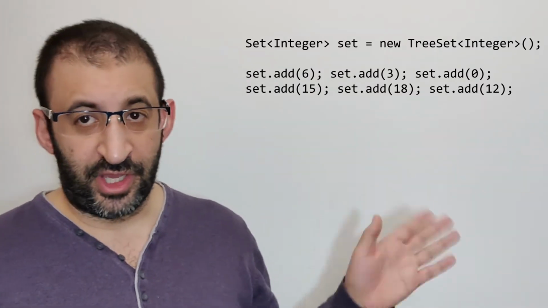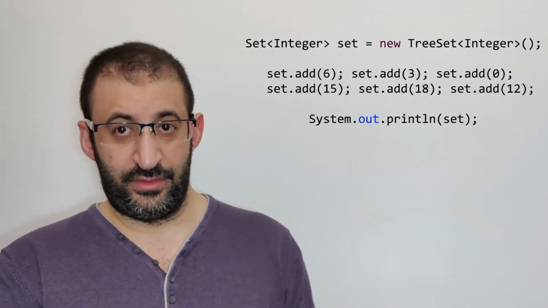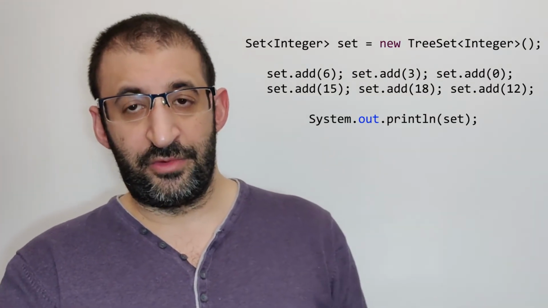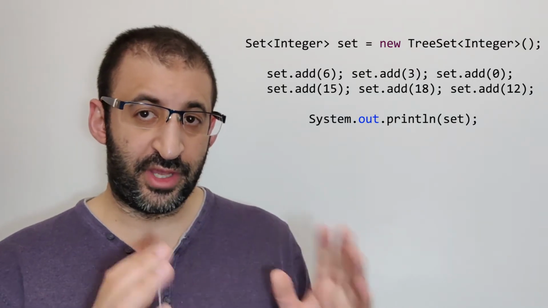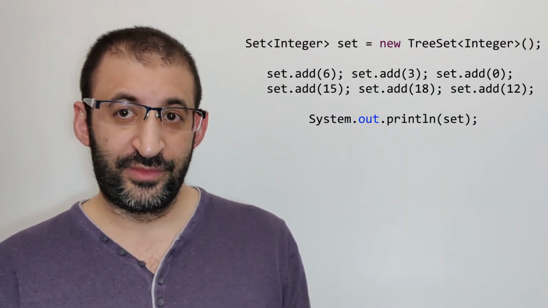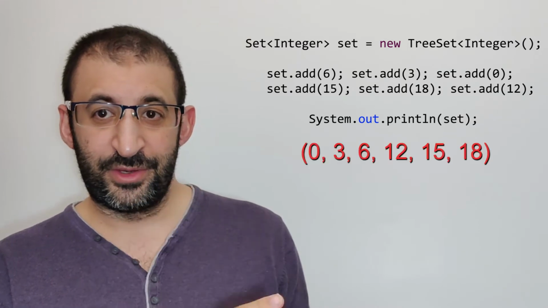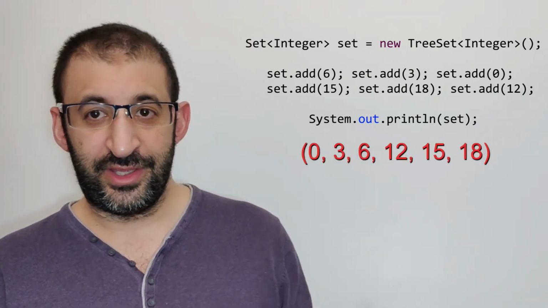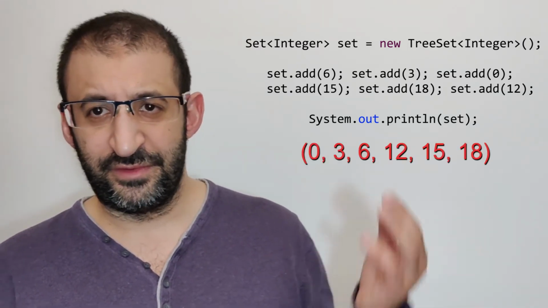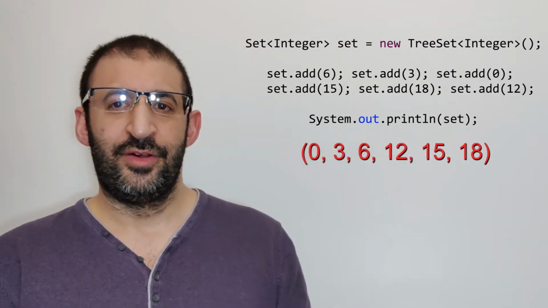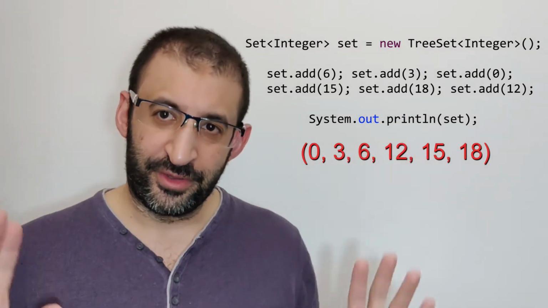Now we make System.out.println to display our set without any argument. What do we get? We get 0, 3, 6, 12, 15, and 18, by default sorting order. So let's see this directly on the computer.